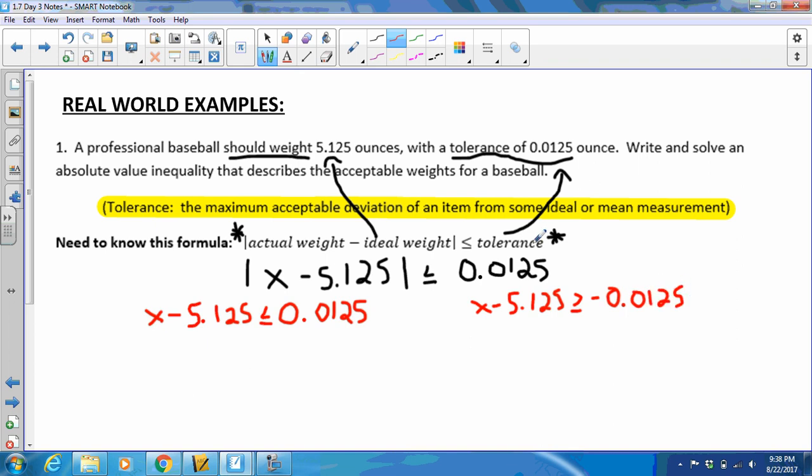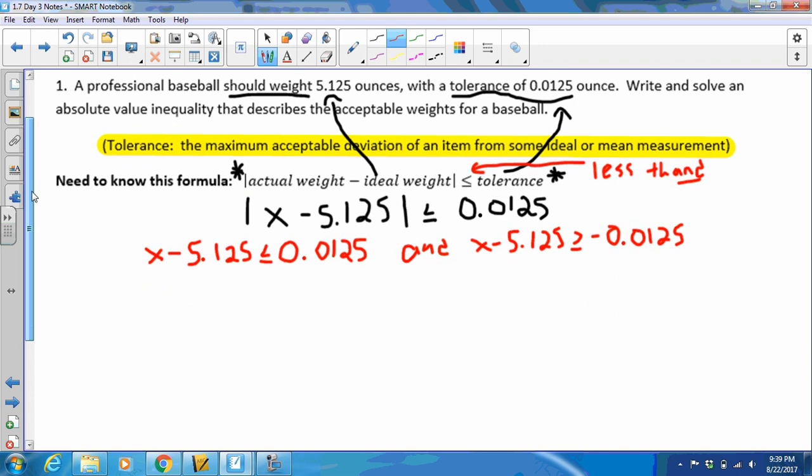Now notice here, your tolerance problems will always have a less than or equal to inequality. That will always be true. Since this is a less than, it's an and problem, because really we want the weight of the baseball to be between two values. So we have and.